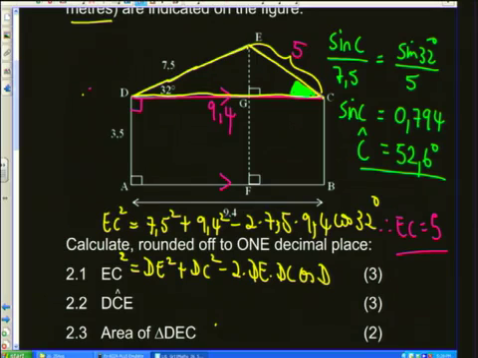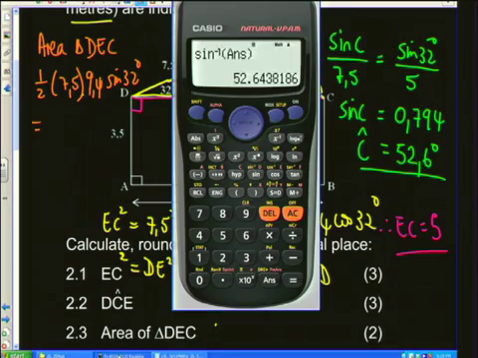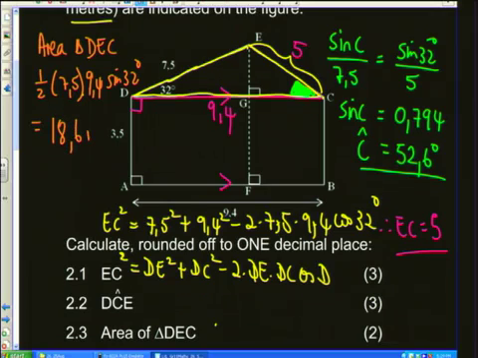So if we work with it on the side here, the area of triangle DEC would be a half of 7,5 times 9,4 times the sine of 32. Get your formulae correct. The area rule involves sine and not cos. And let's see what our value is going to be. 0.5 times 7.5 times 9.4 times sine 32. And we get an area of 18,6 squared meters.